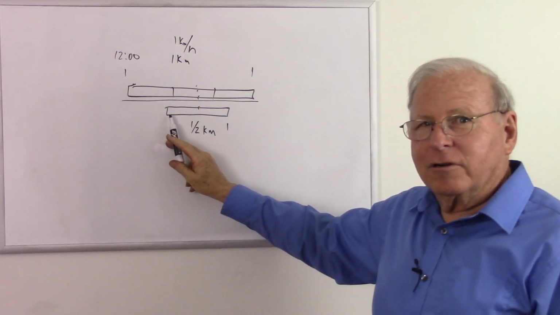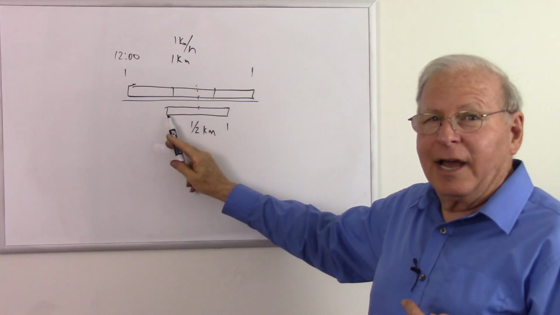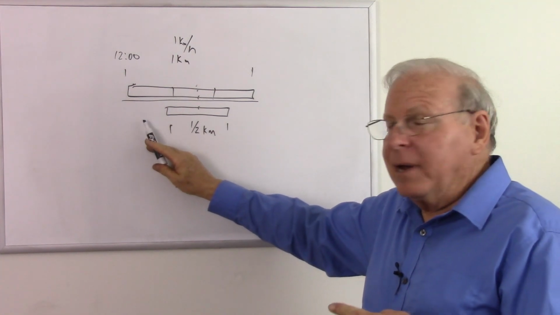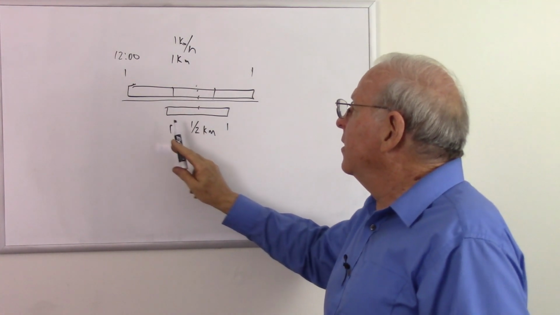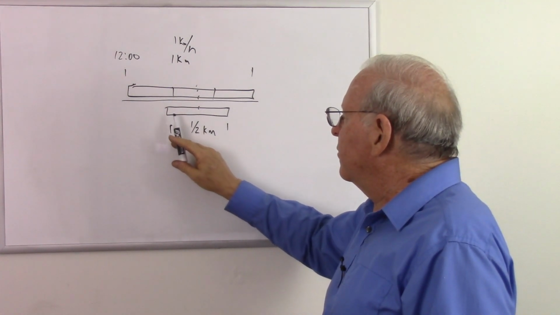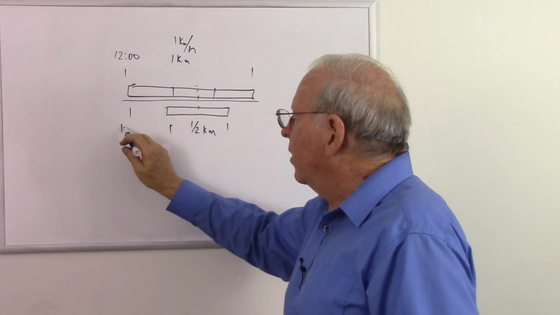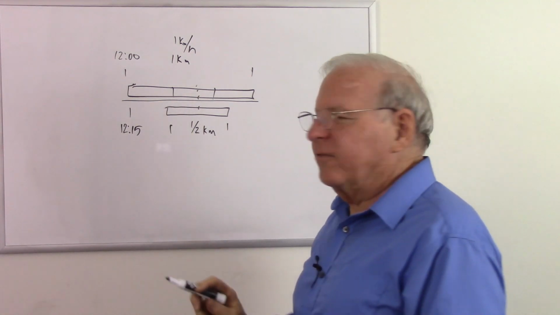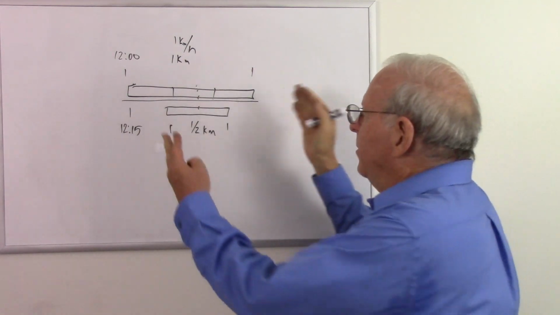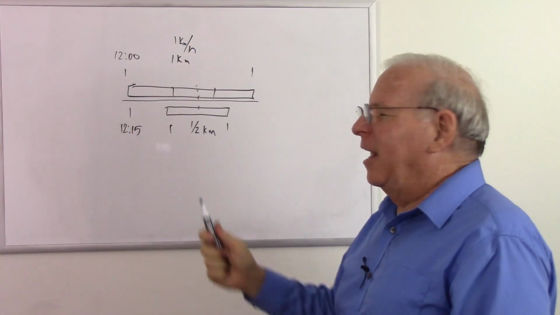How about the front of the shorter train? Oh, it's behind, not only in space, but in time. It's going to arrive late. So traveling at 1 kilometer per hour, 1/2 kilometer long, it's going to be a 1/4 kilometer behind. It's going to arrive at the station at 12:15. So the front of the train, simply by being length contracted, falls behind by 15 minutes.